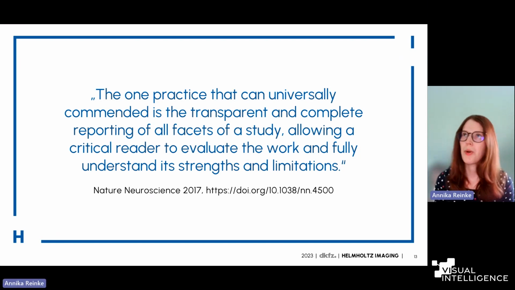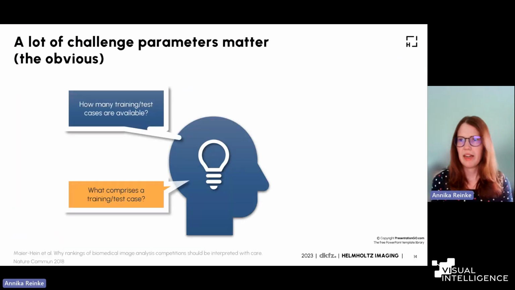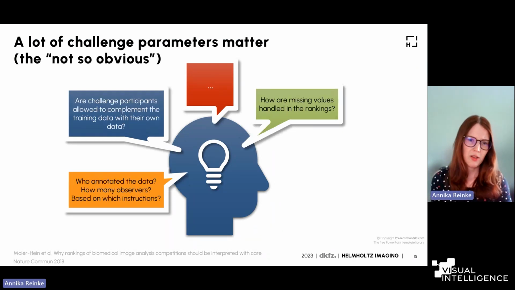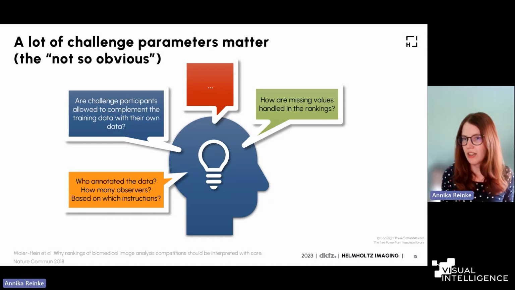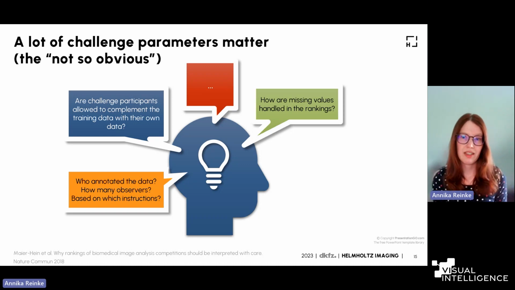So we thought about what are the parameters that should be reported for a challenge. And there were some that are somehow obvious, so things like how large is my data set, which metrics were used, but also some that may not be so obvious in the first place. So, for example, as a challenge participant, am I allowed to also use external data? Or how are missing values handled in the rankings? Who annotated the data? How many annotators? All of those things are important to understand and be able to interpret a challenge.